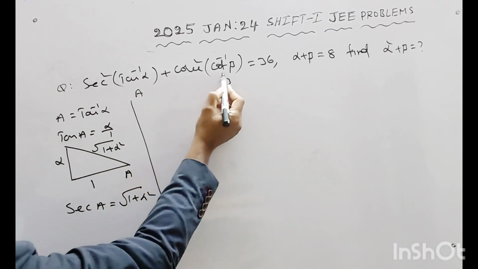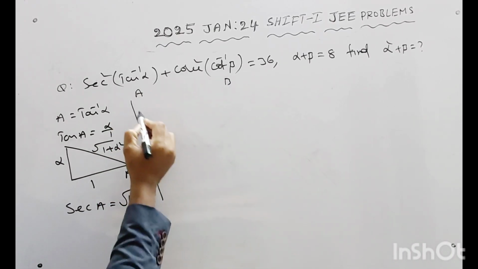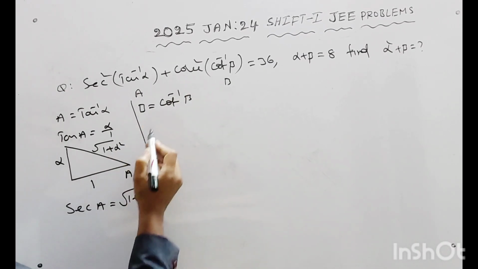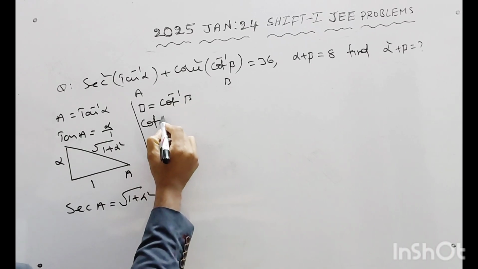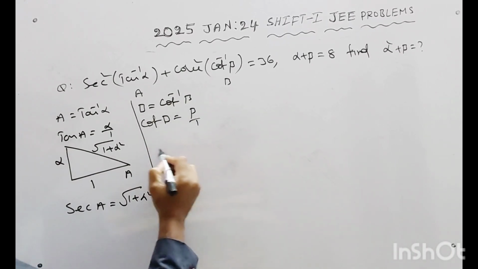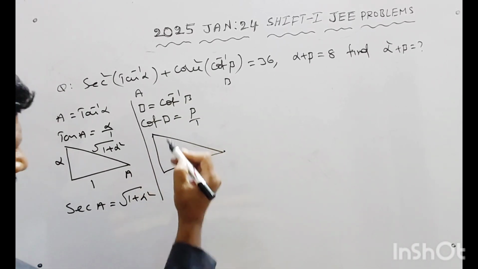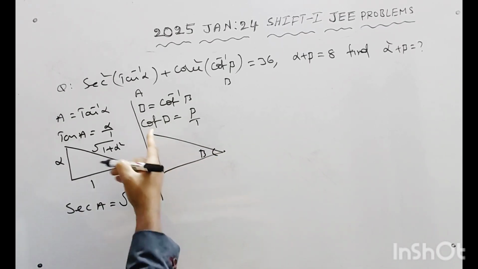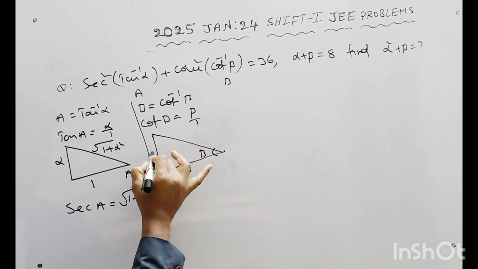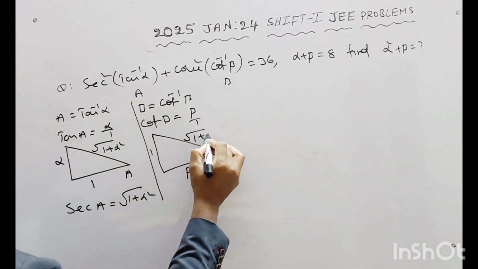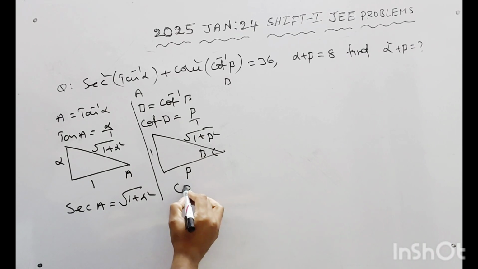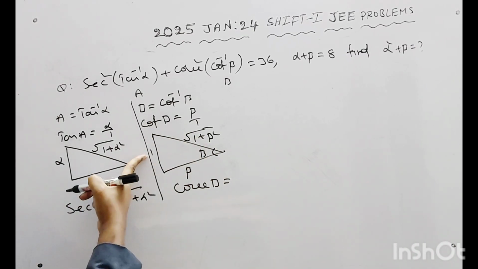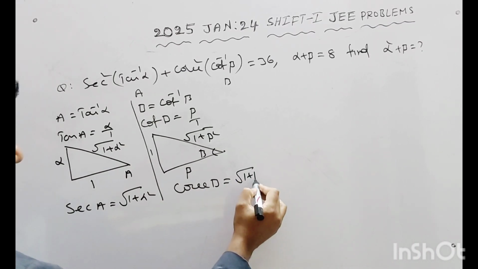Similarly, you take this inverse function as b. So here b is equal to cot inverse of beta. So here cot b is equal to beta by 1. Make the right angle triangle diagram. So this is the angle b. So this is here beta, this one is 1. This value will be root of 1 plus beta square. Then here cosecant b, that is hypotenuse by opposite side. That means root of 1 plus beta square.